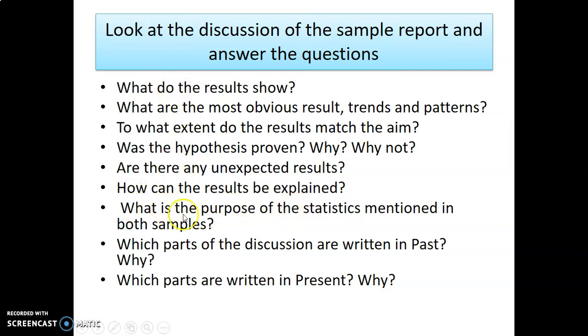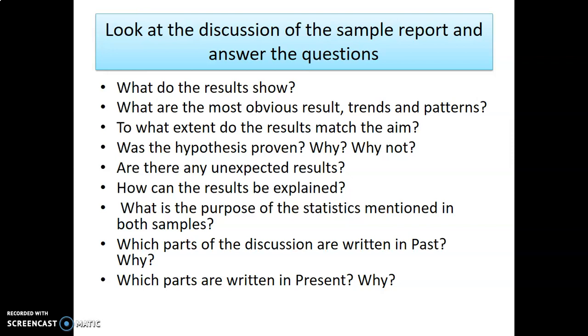Let's look at the statistics. What is the purpose of the statistics in the report? You can see in the discussion there is like 46%, 8%, 11, 9.9, some numbers. What is the purpose of statistics in the sample? Well, actually it supports your point of view, or it supports what you're trying to say, just like you did in the graph description. Yeah, you need to use statistics when you write a discussion, right?